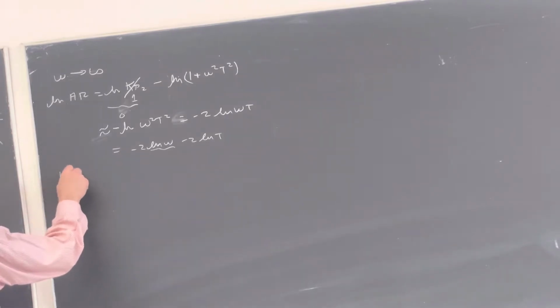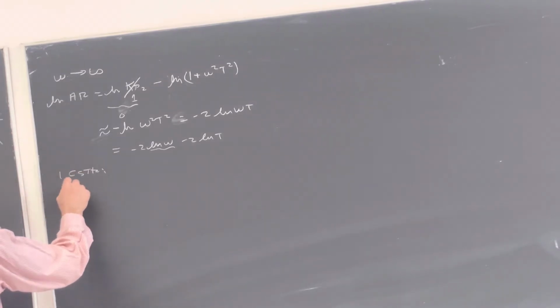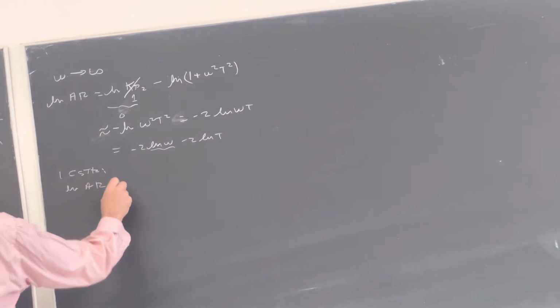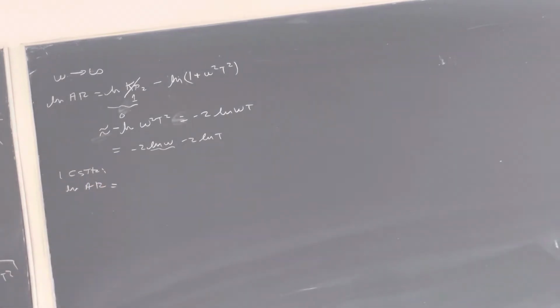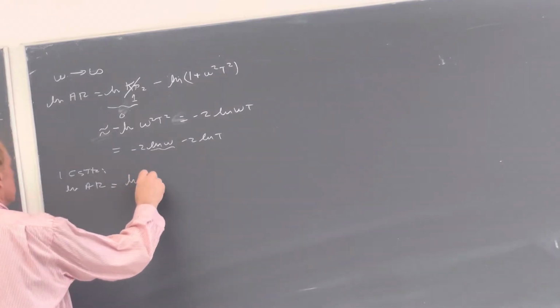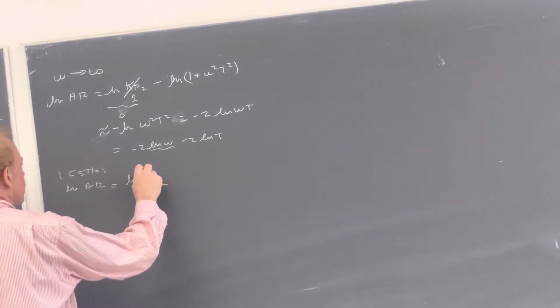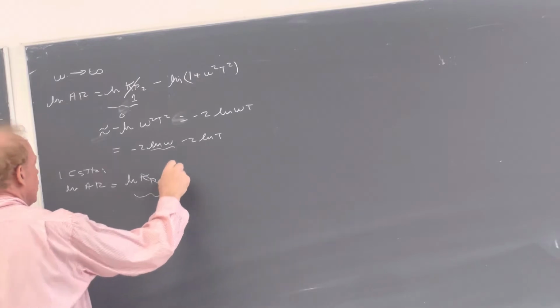And I need to fix this, because what I wrote here is not correct. So let's do it for one CSTR. The log of the amplitude ratio is equal to the log of Kp, which again we're assuming is 1, so this is 0, minus 1/2 the log.